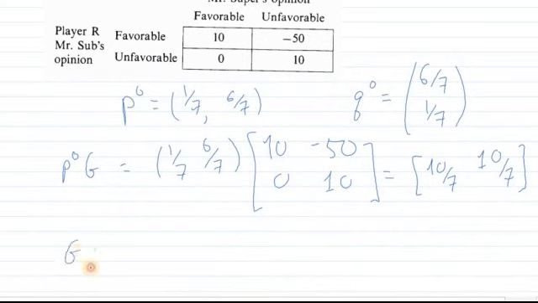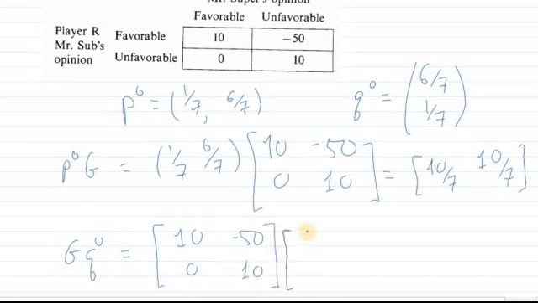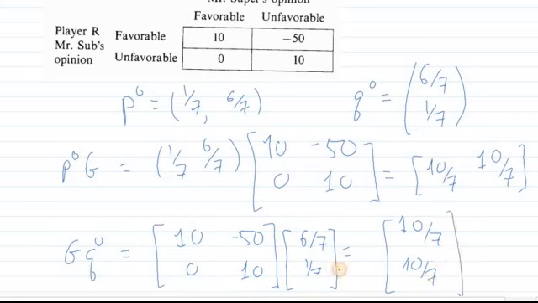If I take G times Q0, that's equal to the matrix 10, minus 50, 0, 10, times 6/7, 1/7. And you can work out that you get, in fact, the very same result. You get 10/7 and 10/7. Okay, so if Mr. Super uses this mixed strategy, he can guarantee himself, no matter what strategy Mr. Sub uses, an average winning of 10/7.